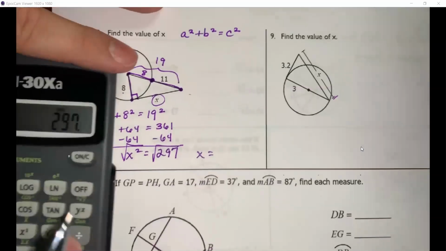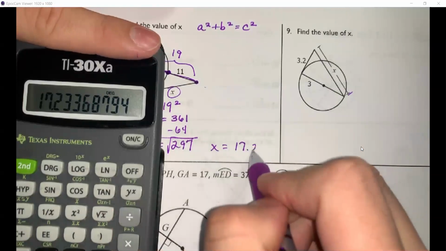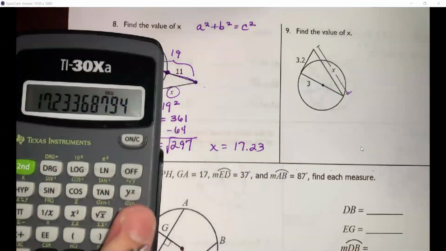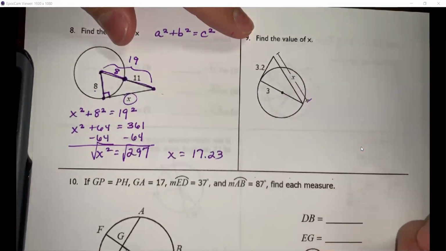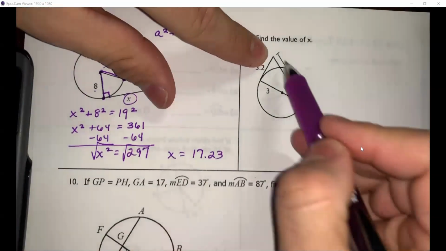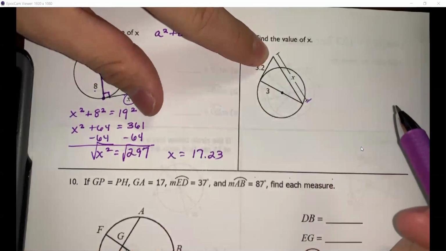So then x is equal to the square root of this, which is 17.23. I'll just stick to 2 decimal places. All right, so same thing over here. I have my hypotenuse, and I know that the entire length of the hypotenuse is x, so no tricks there. Well, one little trick.